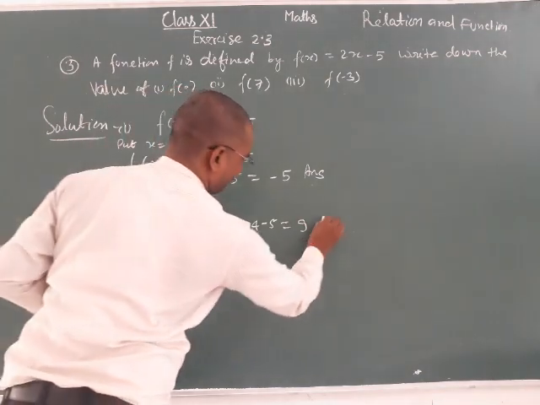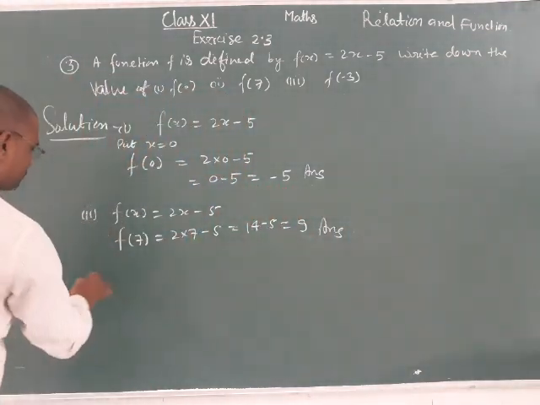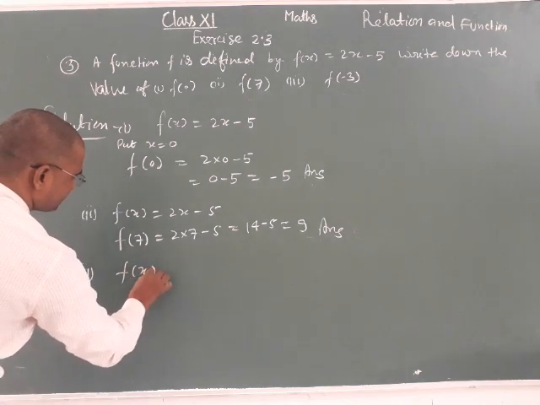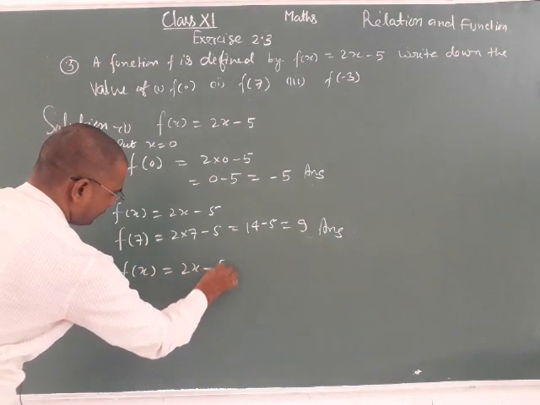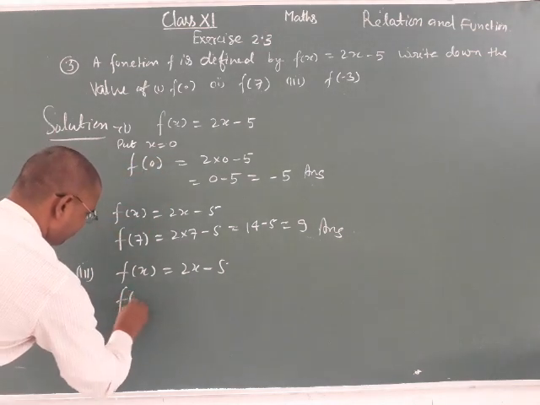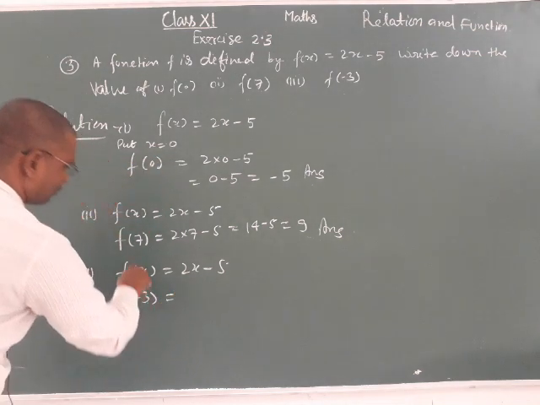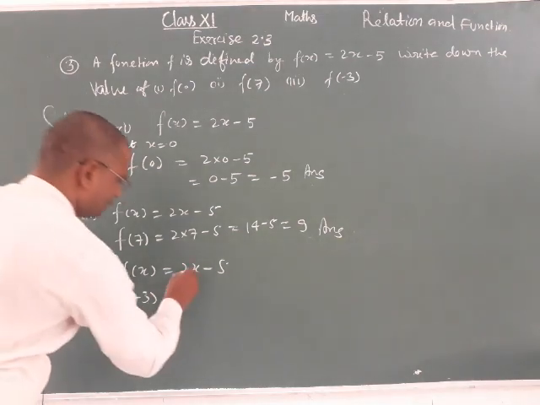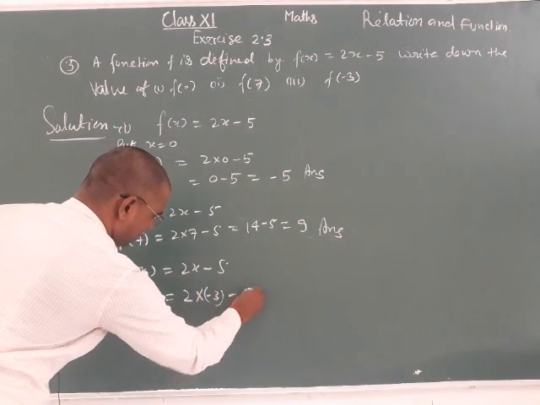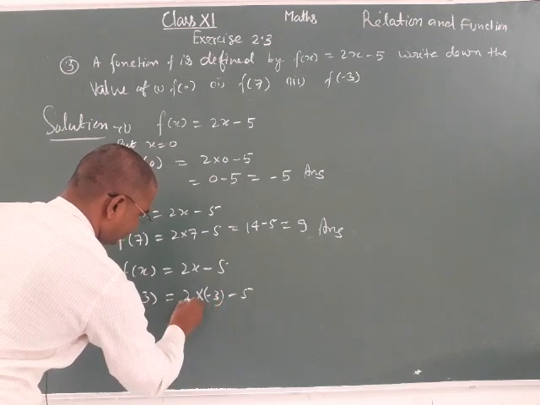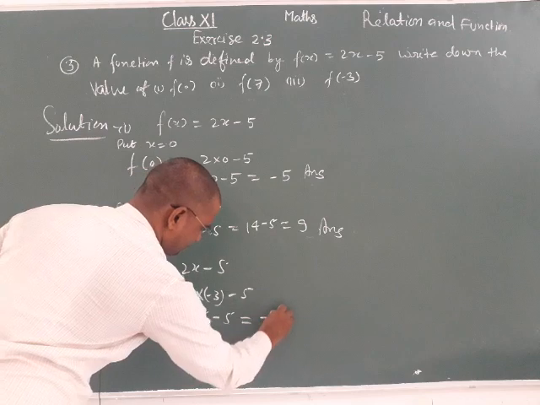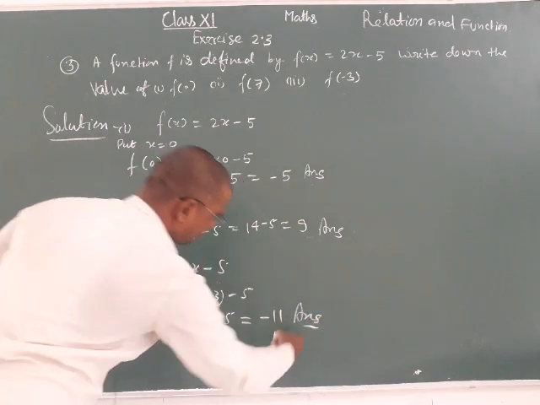This is the answer. And also part 3. f(x) is equal to 2x minus 5, given function. Now put x is equal to minus 3. So 2 into minus 3 minus 5, minus 6 minus 5 is equal to minus 11. This is the answer.